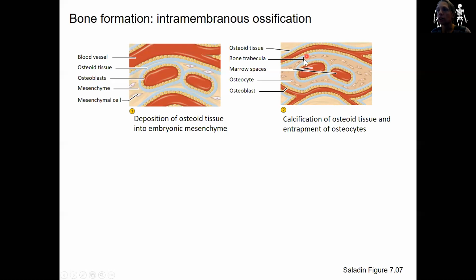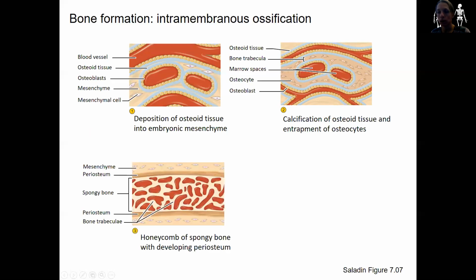We have trabecula starting, so those kind of holes in spongy bone that are starting to be the formation of actual bone tissue, as opposed to that osteoid tissue only. Okay, next we've got the mesenchyme forming the periosteum.